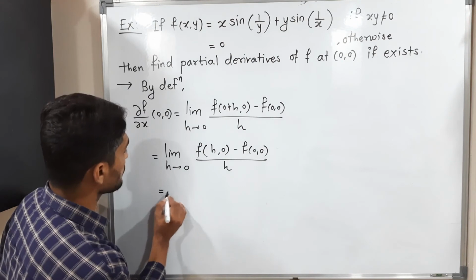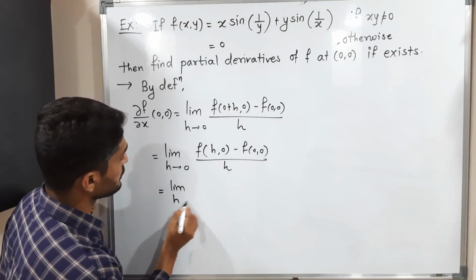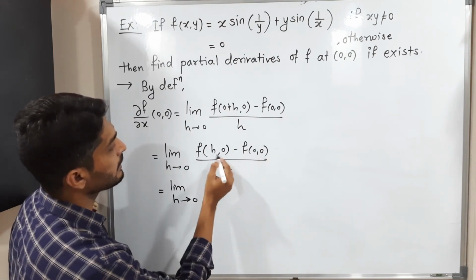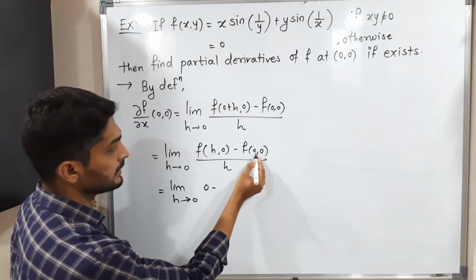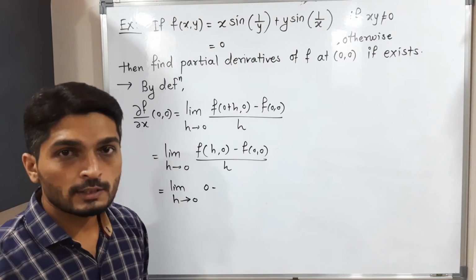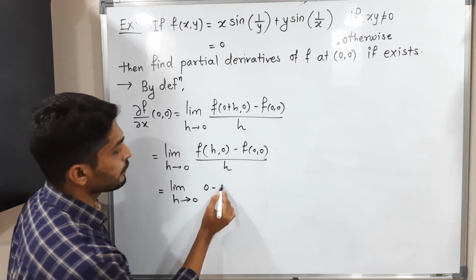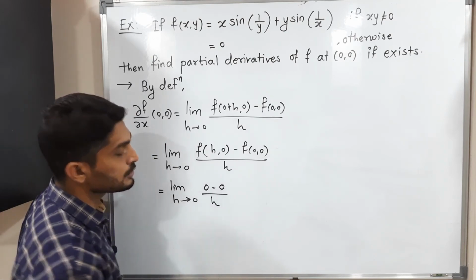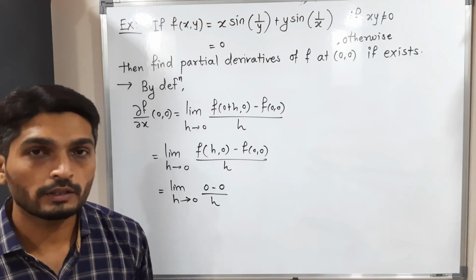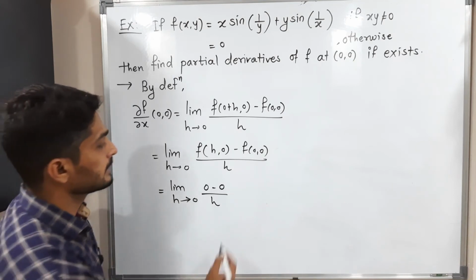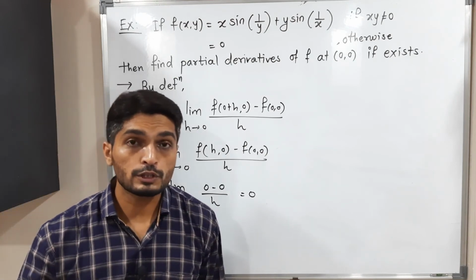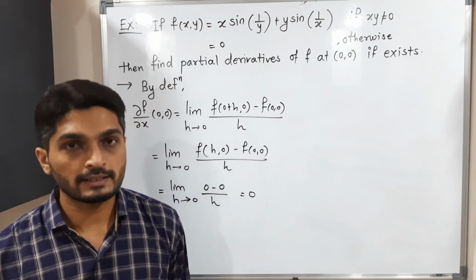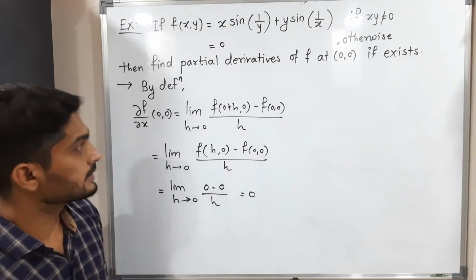So this is equal to limit h tends to 0. So here we are having a product 0. So I should follow the second definition, which is 0 minus, here also we have a product 0, 0 into 0, 0. So I should follow the second definition, 0 upon 0, 0 minus 0 upon h. So we will have obviously 0. So in this way we can say partial derivative with respect to x exists at 0, 0, and which is 0.